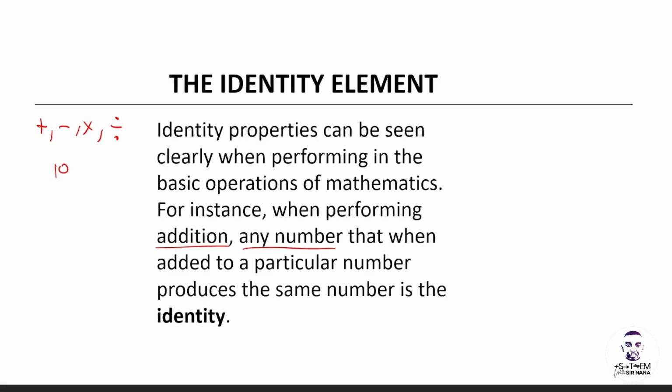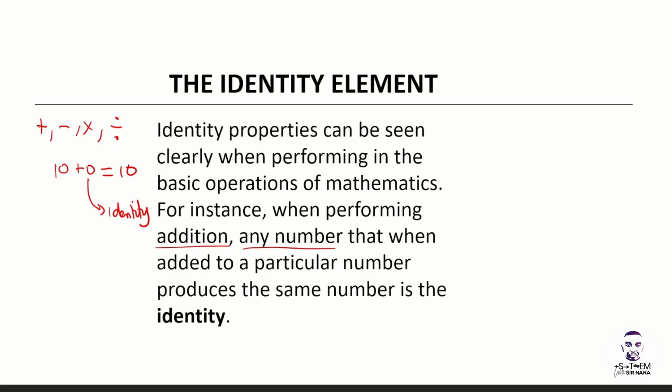We are looking for a particular number, which will be the identity, that when we add to the 10 would produce the same number, which is 10. So think of it. What number can we add to 10 to give us 10? We know that number should be 0, right? So when we add 0 to 10, that gives us 10. So the 0 here represents the identity. The identity is just a number that when we add to another number will give us the same number when we are dealing with it in terms of addition.